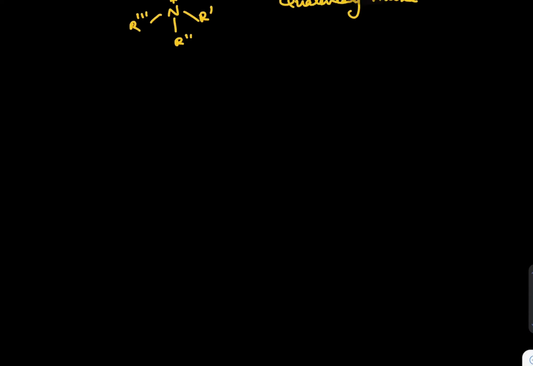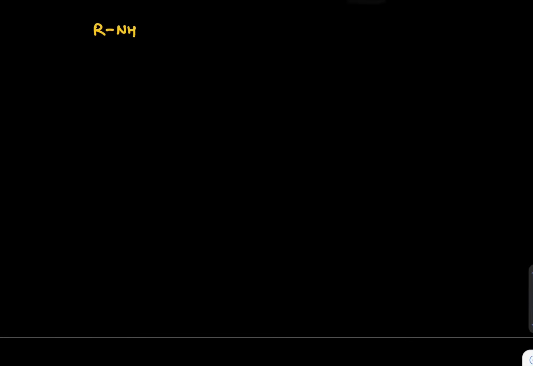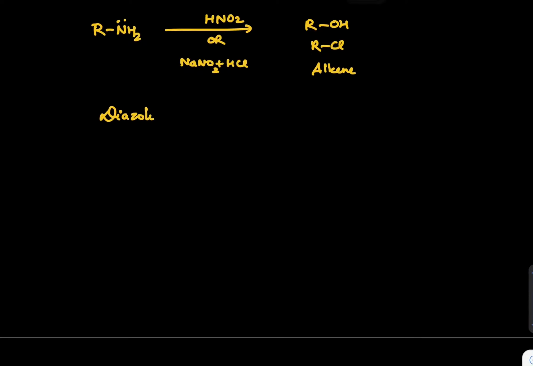Now let's see further. If we talk about primary amine RNH2, there are a few very important reactions that we should know. This compound reacts with HNO2 or NaNO2 and HCl to form ROH, RCl, or it can give alkene also. So this is called the diazotization process. Very important process here. And this mechanism has been asked in different examinations in different places, so we should know this.